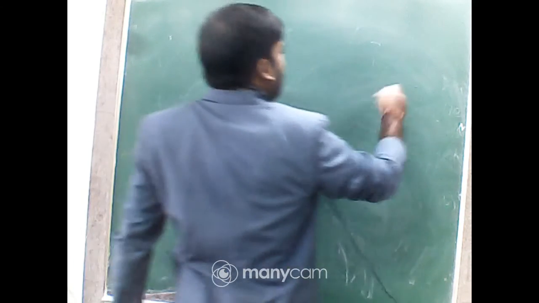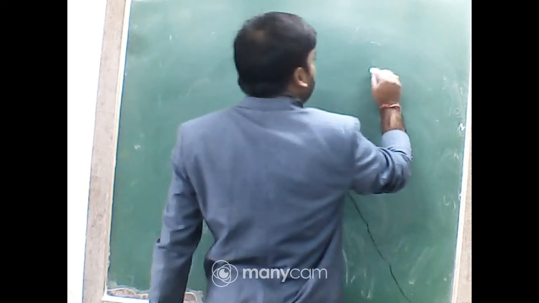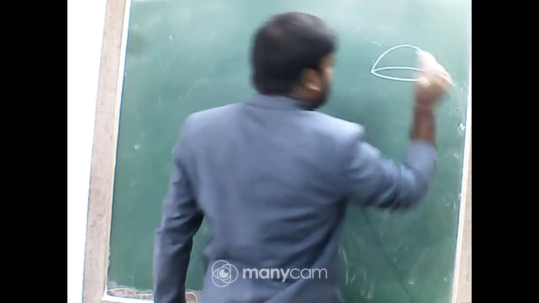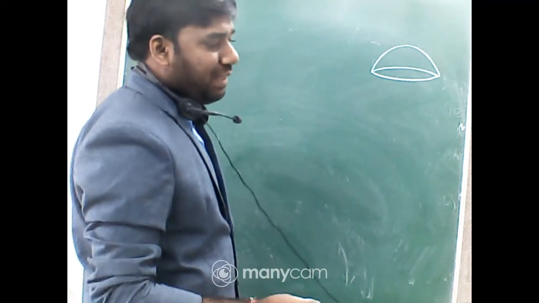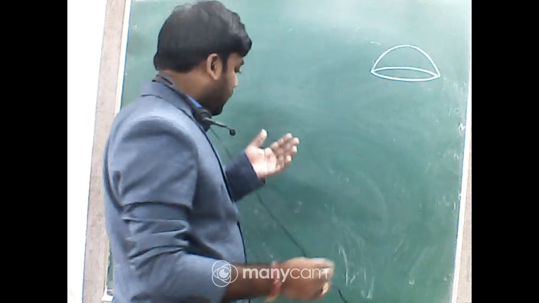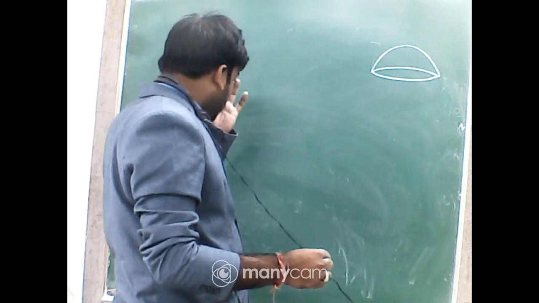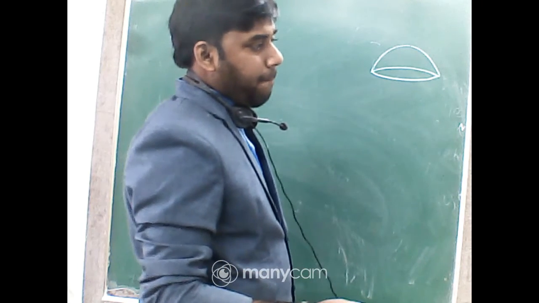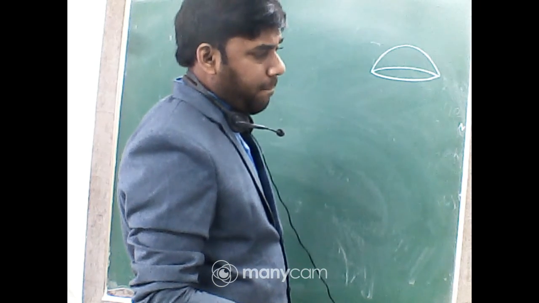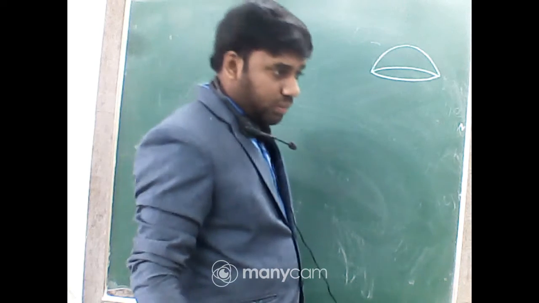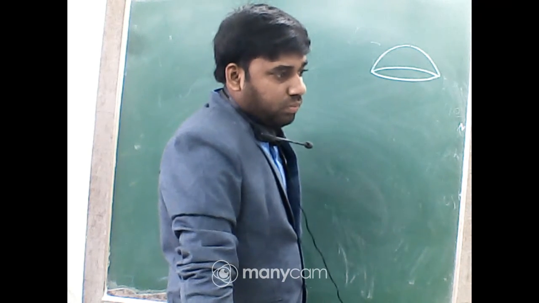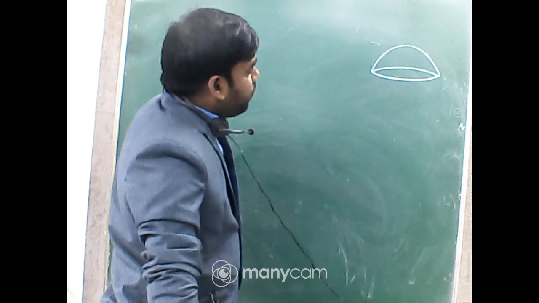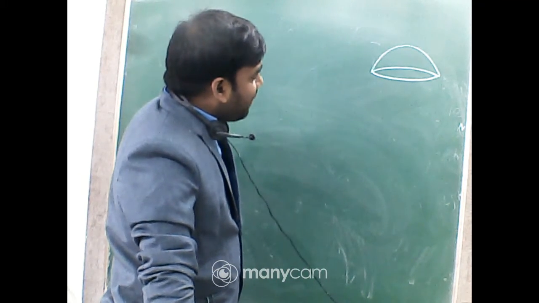Dome means the upper portion of a building, like a hemisphere, this shape. Okay, Rajonna is typing something. Rajonna, tell me what is your problem? No, sir, nothing. Okay. So, the dome is like that, and it is given total cost.